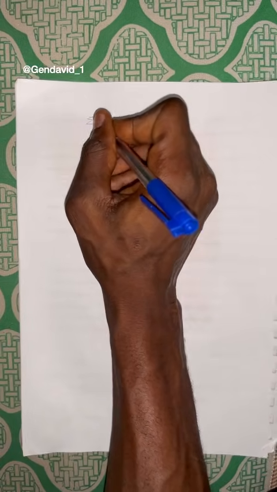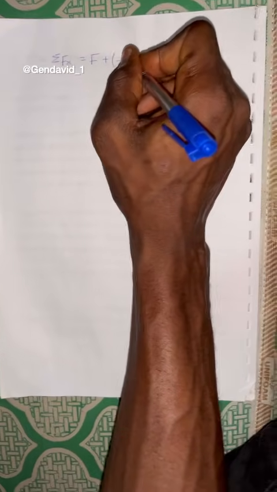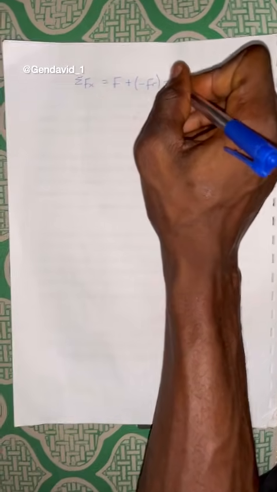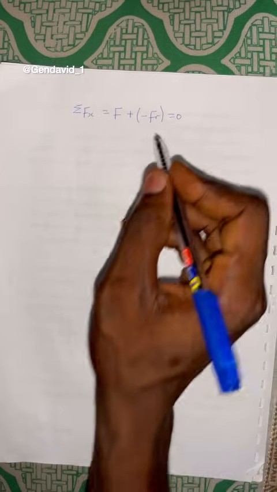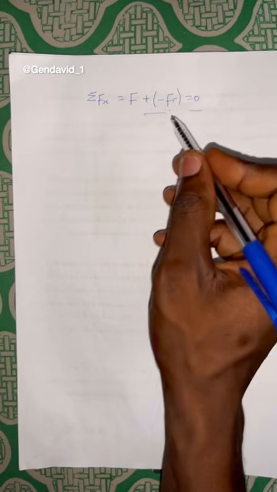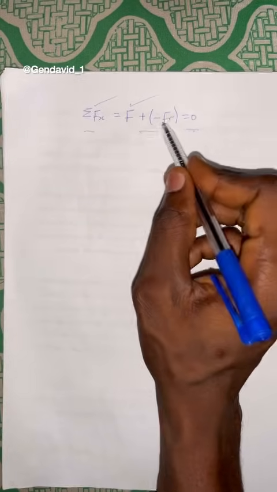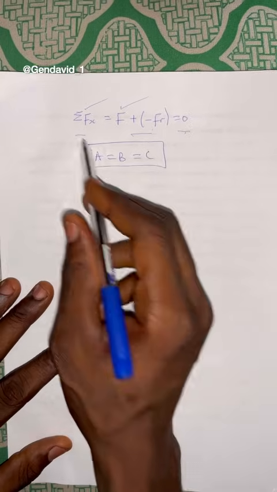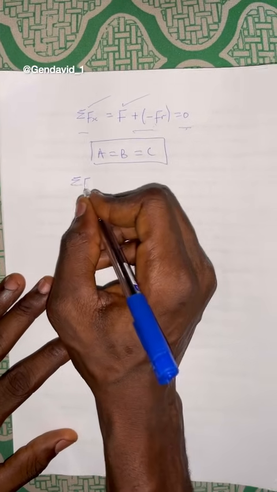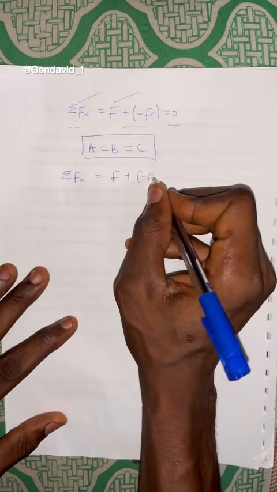I told you that when you have summation of F of x to be equal to F, then plus, in brackets, minus Fr, to be equal to 0. Now, if I am not taking these two sides, I'll just do two illustrations here, then I'll move to the second case. If you want to take this side and this side, as I told you that A can be equal to B, which can be equal to C, so I want to take A and B. So I can say that summation F of x is equal to F, then plus, in bracket, minus Fr.